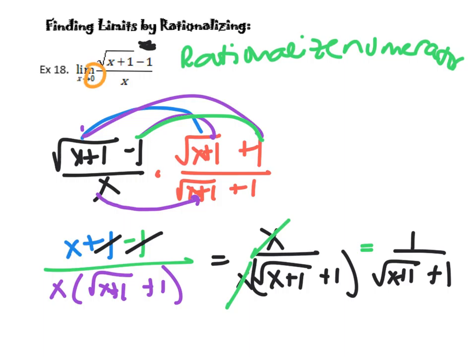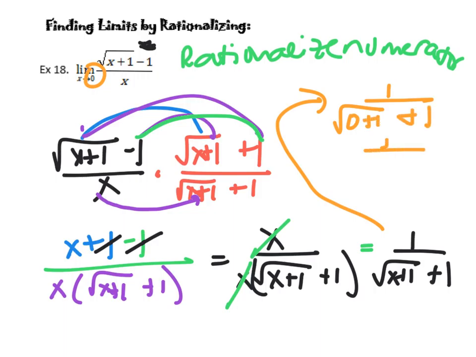which means when I substitute in 0, let's do it here. I get 1 over square root of 0 plus 1 plus 1, which is 1 over square root of 1 plus 1. Square root of 1 is 1. 1 plus 1 is 2. So it's a half.